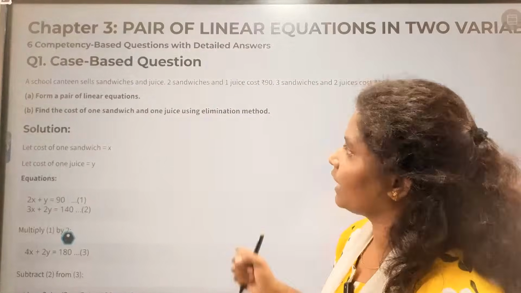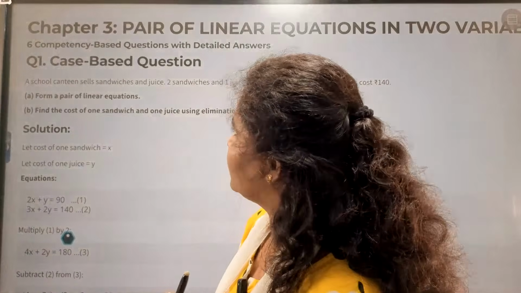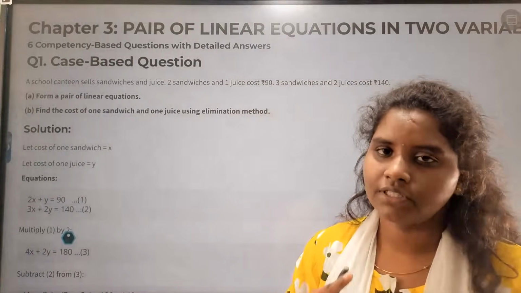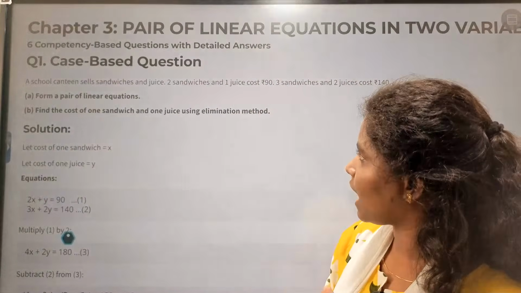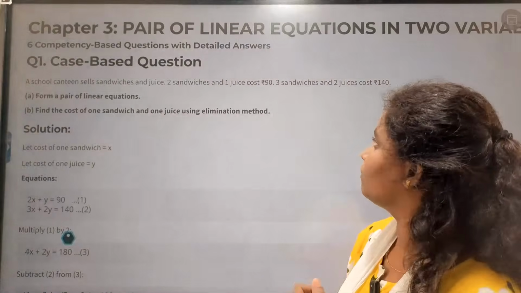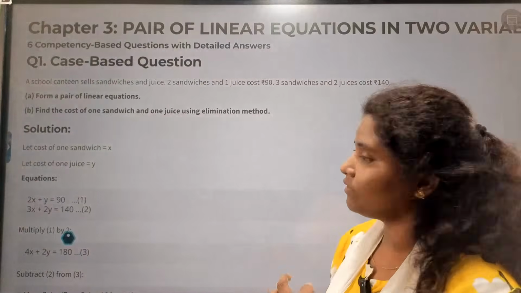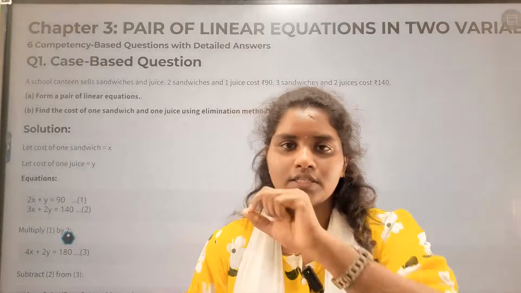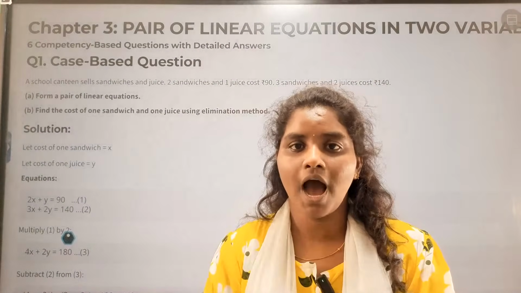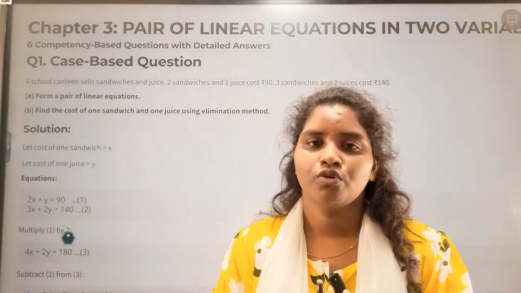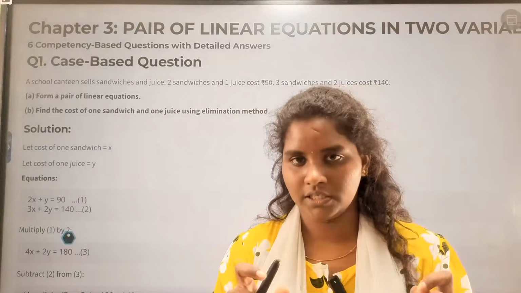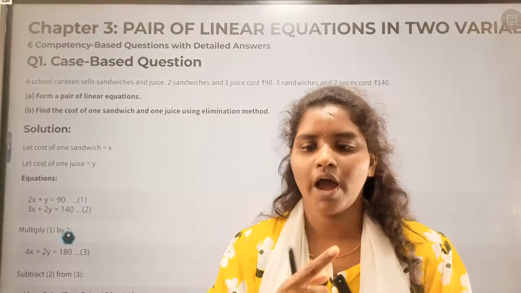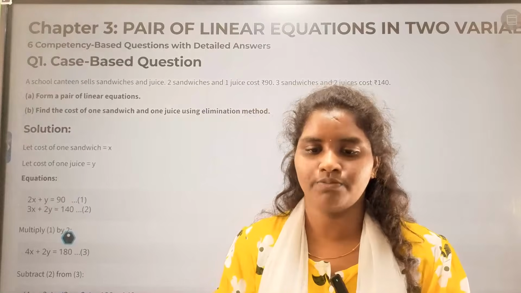So here the case-based question is given: a school canteen sells sandwich and juice. Two sandwiches and one juice cost 90, and three sandwiches and two juices cost 140. Here it's a statement. We have to form algebraic equations, then simplify and find the x value and y value. So it's a case-based question.